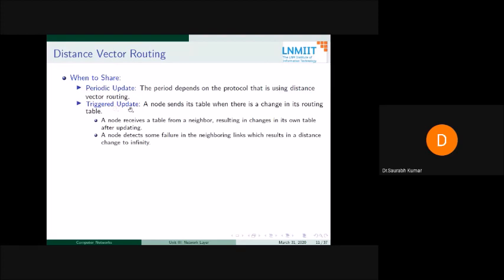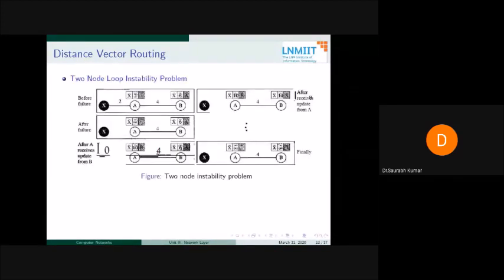Now what happens in triggered update? A node sends a table when there is a change in its routing table, whenever there is a change. So there are two cases. First, a node receives a table from a neighbor, resulting in changing its own table after updating. Second is a node detects some failure in the neighboring links, which results in a distance that changes its value to infinity. So these two cases may arrive because of the triggered update. So based on that, we have a very important problem, that is the two-node loop instability problem.